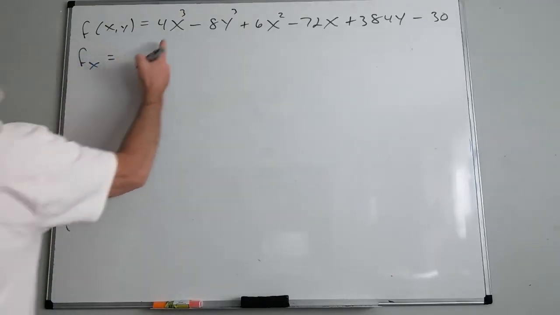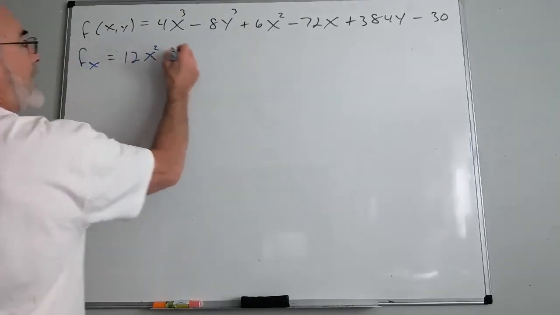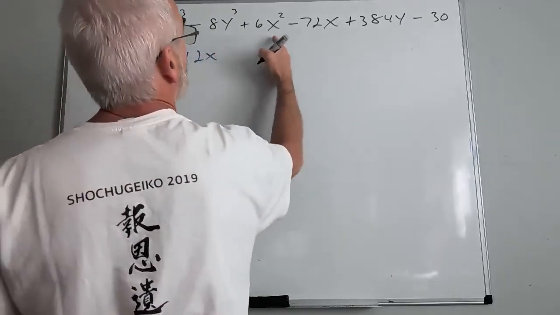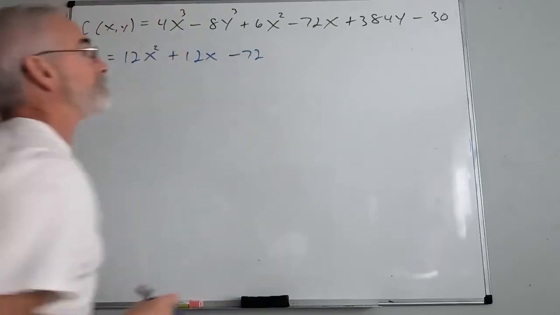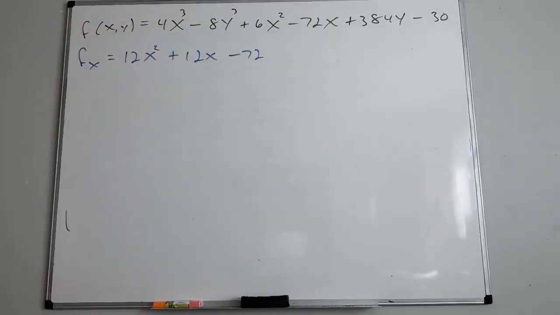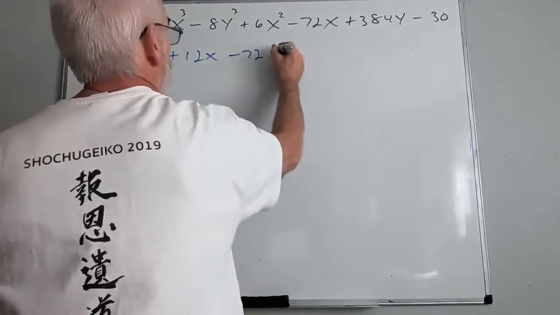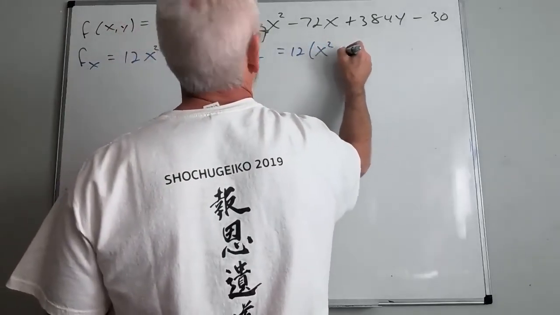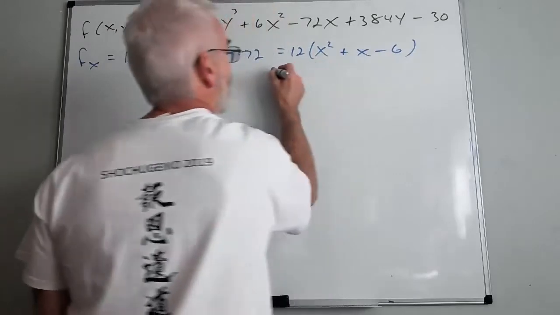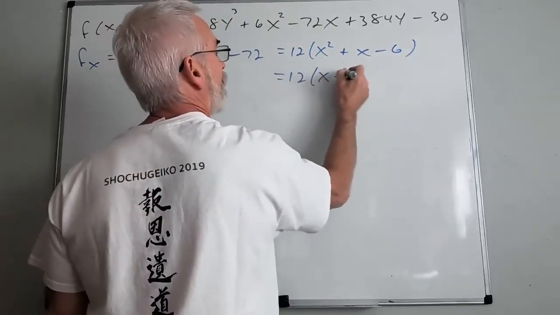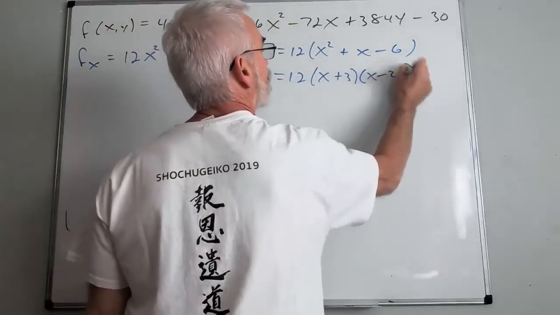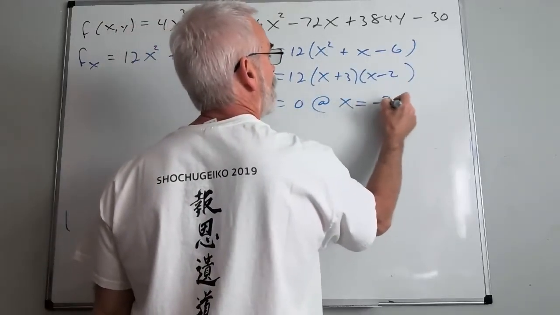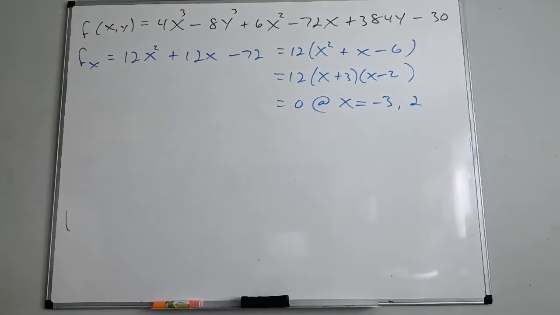So fx is 12x squared plus 12x minus 72. Okay, let's go ahead and factor this again. I think we can pull out a 12. And that would be x squared plus x minus 6. That's x plus 3 times x minus 2. That will equal 0 when x is -3 or +2. Beautiful.